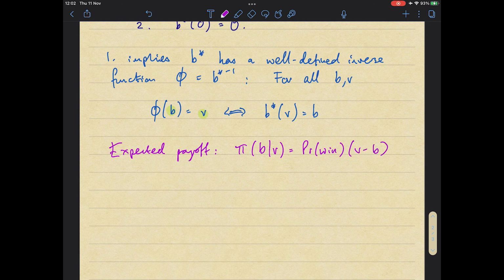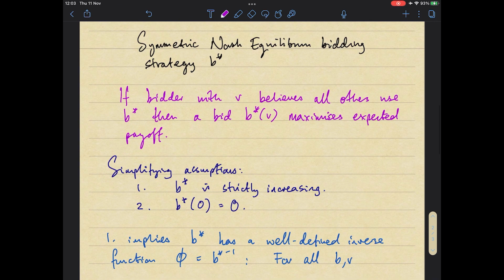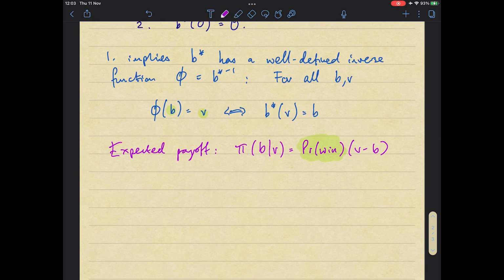Now I've left this very vague here. The probability that I win, what does that mean here? Can I do any better? Well, yes. Remember we're talking about equilibrium, so suppose this bidder believes all others use B star. What does that mean? Let's imagine our bidder is player 1.